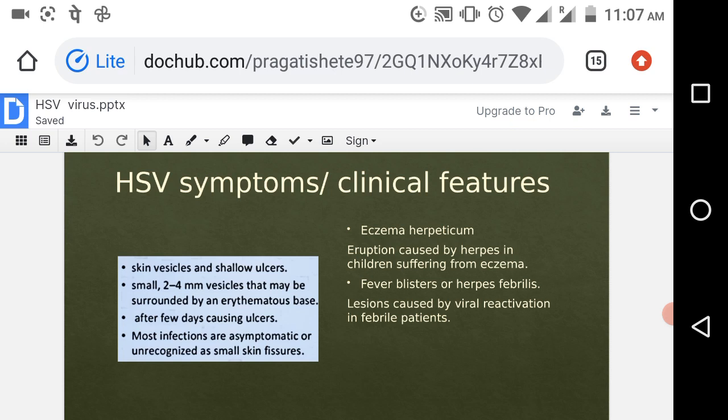Inside the oral cavity, inside the mouth, the lips, or on the forehead. So these are the sites where these lesions can be present. And these are the symptoms or the clinical features of the HSV disease.